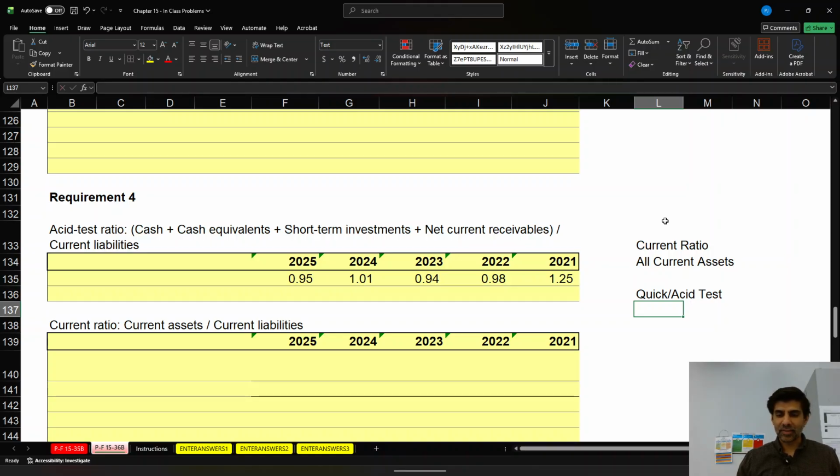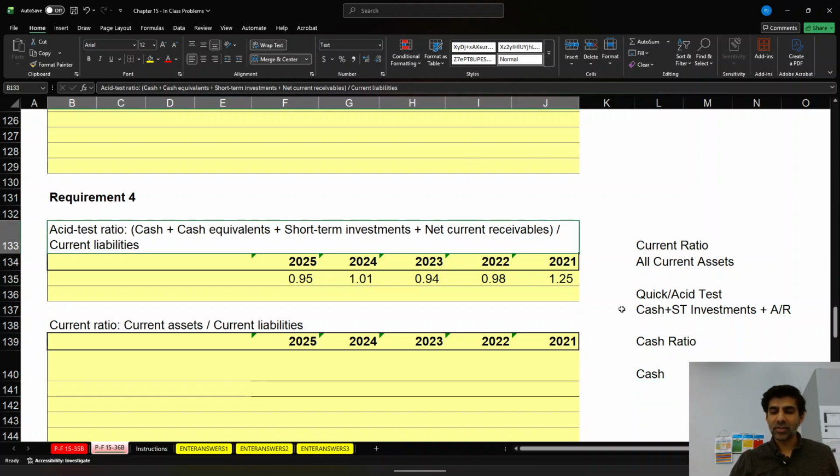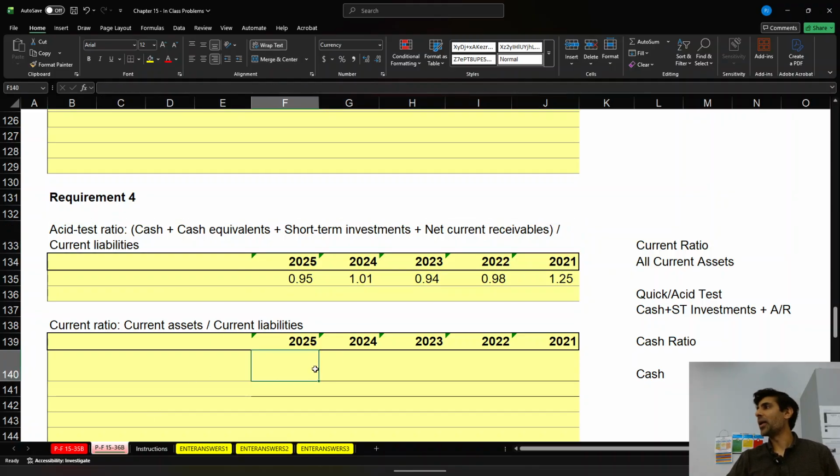So that's just going to be cash plus short-term investments plus AR. With AR, typically you're going to get paid within 30 days, so that's pretty liquid. And then there's the cash ratio, which is all just cash. It's the most stringent. So the quick ratio is that middle ground where we're just using the more liquid current assets.